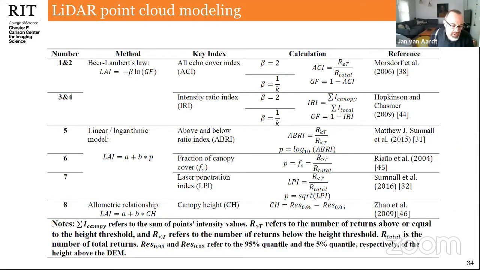Now, this is always tricky with LiDAR. You have this beautiful point cloud. You have so much structural information, but what do you do with it? So what Faye has done is he's tried a bunch of different methods. From Beer-Lambert's law, which is related to gap fraction, so literally the penetration capability of LiDAR into the canopy and to the ground, to other indices like the all-echo cover index, the intensity ratio index, etc., etc. You try and extract some metrics from the LiDAR point cloud that you can plug into a model with which you try and predict yield. Otherwise, what are you extracting?